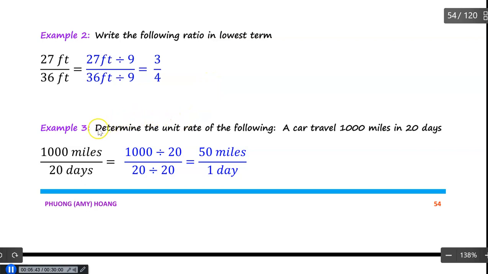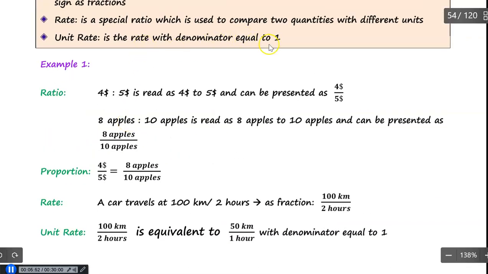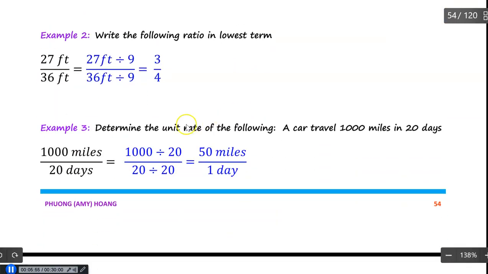So this example number 3, I ask you to determine the unit rate. Up here, we define unit rate where the denominator is equal to 1. In this one, the car travels 1,000 miles in 20 days. So then you want to figure out the 1 day, right? So you write 1,000 miles over 20 days, but you want to change this denominator into 1, because with the denominator equal to 1, this is the unit rate.